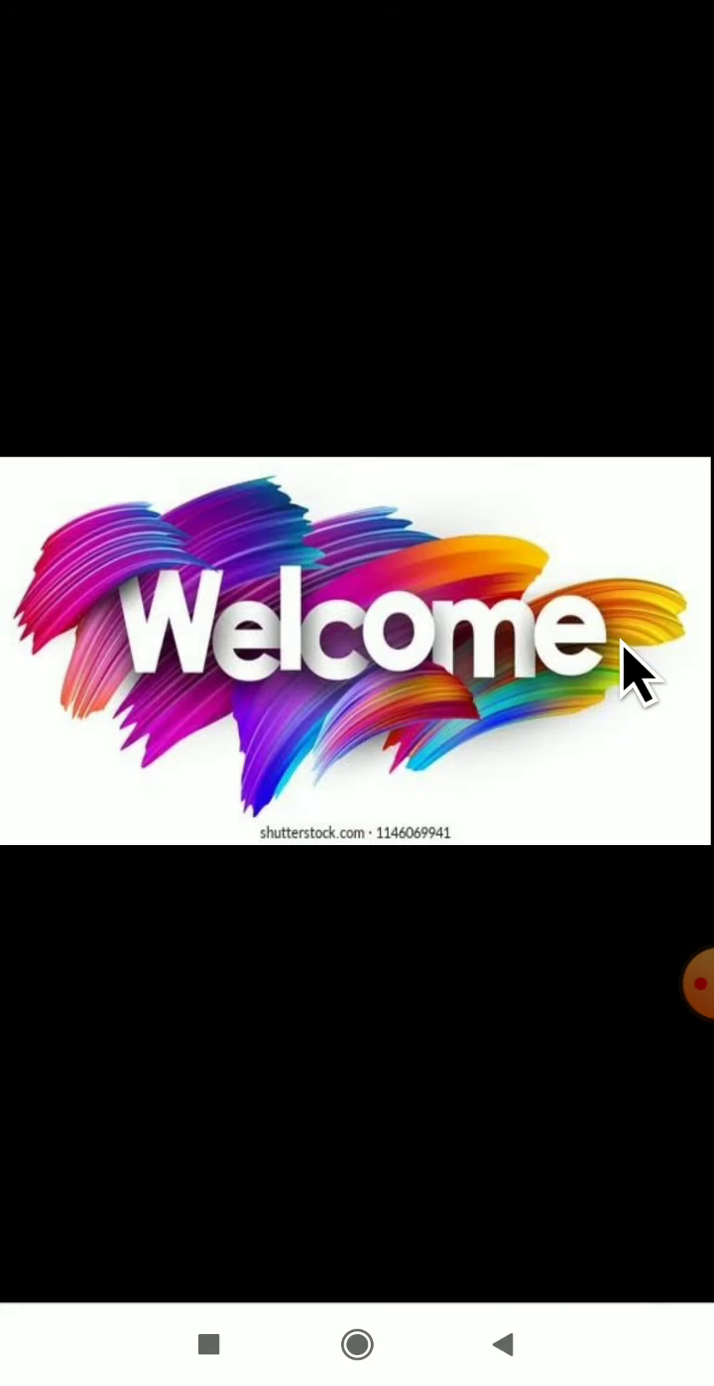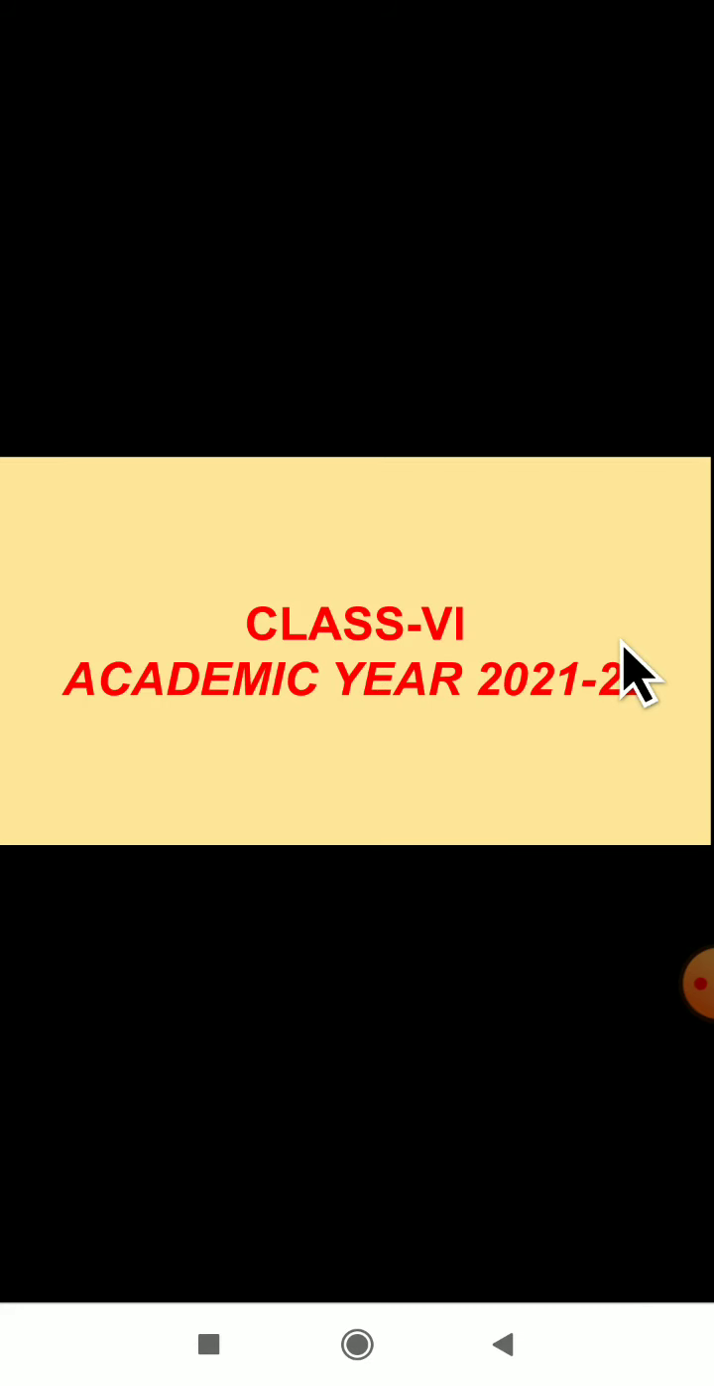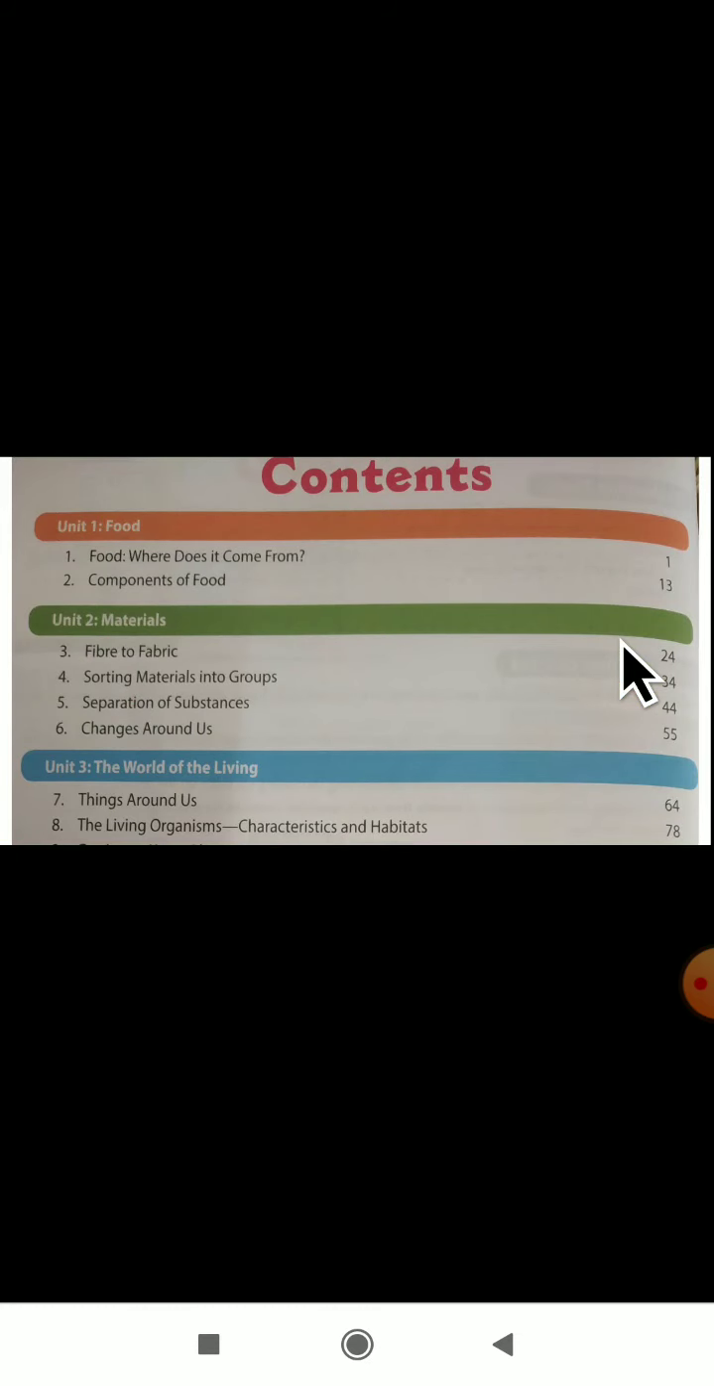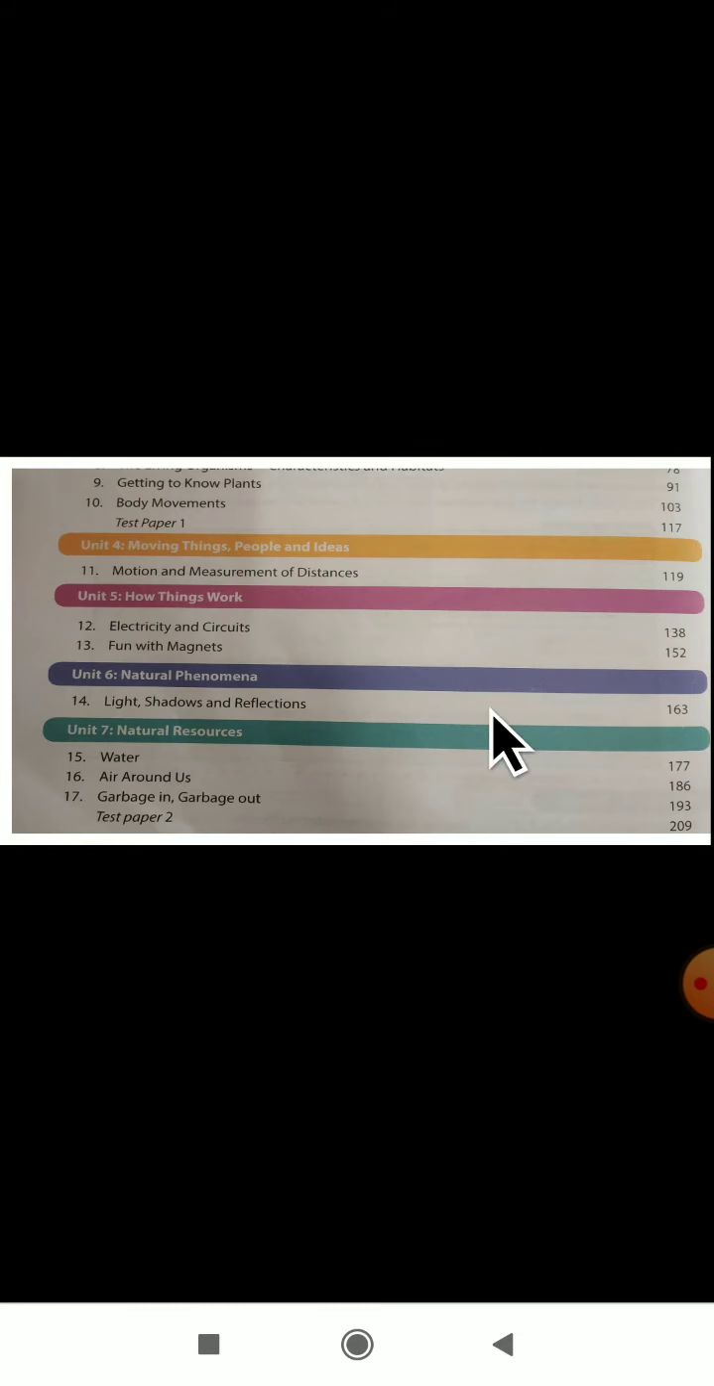Yes dear students, welcome back to the science class for the academic year 2021-22. This year you have one complete science textbook. In your previous classes you studied semester-wise books, but this year you have one complete science textbook, with a total of 17 chapters. How many chapters do we have? Totally 17 chapters.